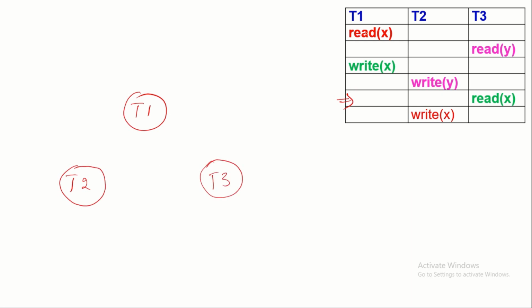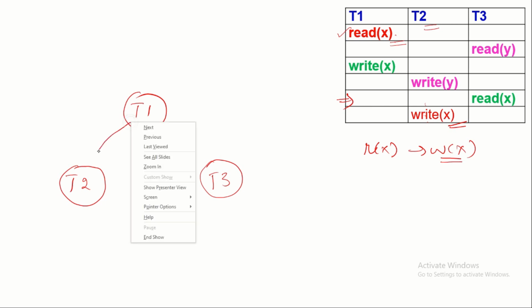Okay, students, now we have to draw edges by checking each and every operation in the schedule. Okay, what is the first operation? Read on X. So read on X is a conflict with write on X, right? So we have to check whether any such conflict operation exists in T2 or T3. Yes, of course, there is a write on X done by T2. Okay, so these two are the conflict pair. And between this conflict pair, T1 first performs the conflict operation. That is the reason we have to draw an edge from T1 to T2.